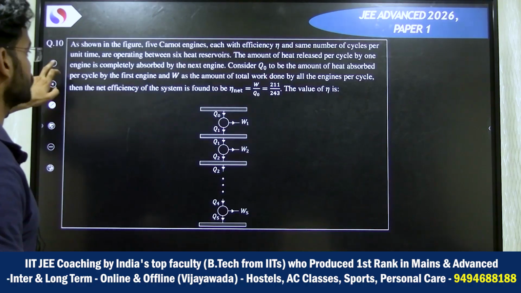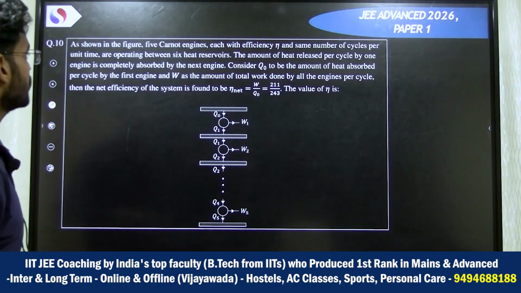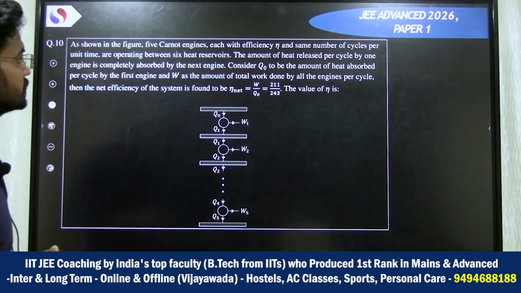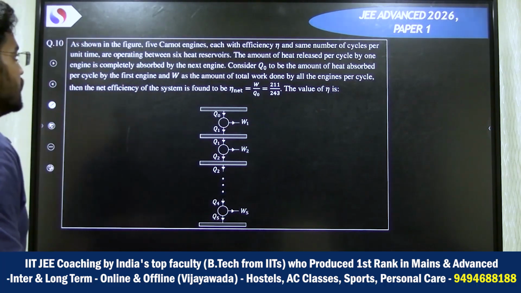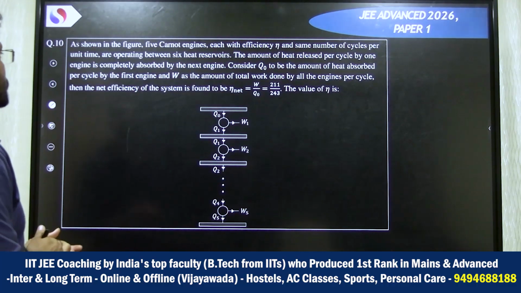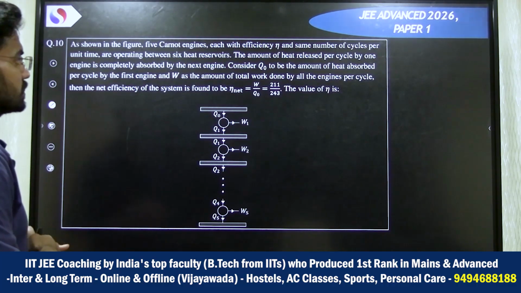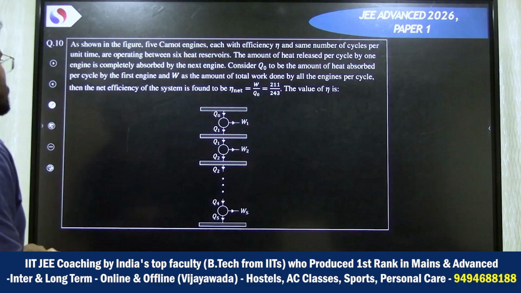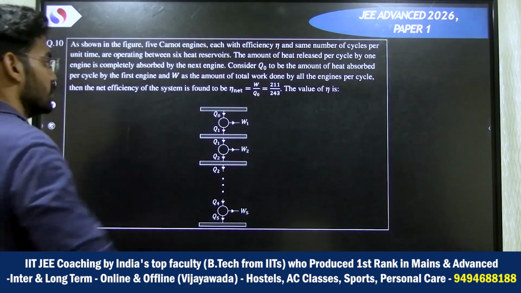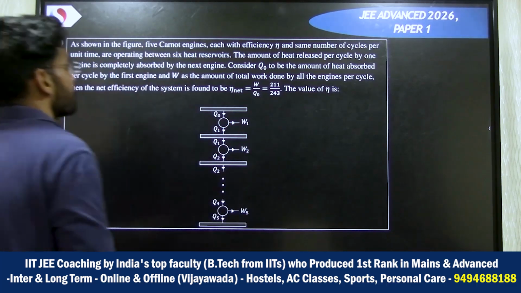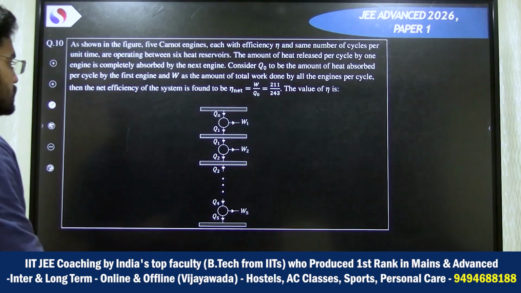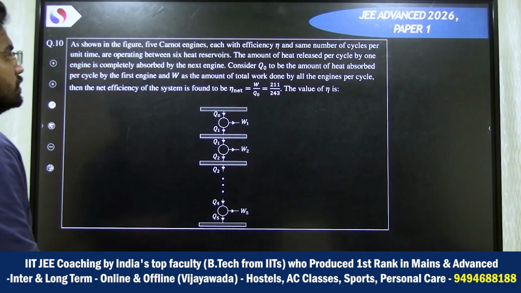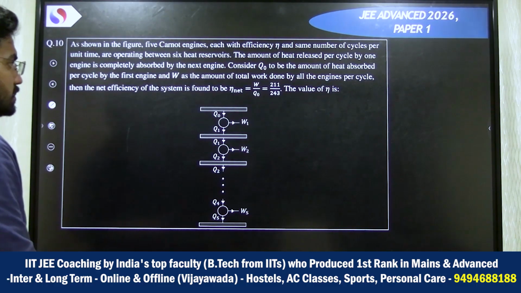So if you see, fluid mechanics also asked. Now we have Carnot engine. Shown in the figure, 5 Carnot engines, each of efficiency eta, and the same number of cycles per unit time, are operating between 6 heat reservoirs. The amount of heat released per cycle by one engine is completely absorbed by the next engine. Consider Q0 to be the amount of heat absorbed per cycle by the first engine, and W is the total amount of work done by the engine per cycle. Then the net efficiency of the system, eta net, is W by Q0.